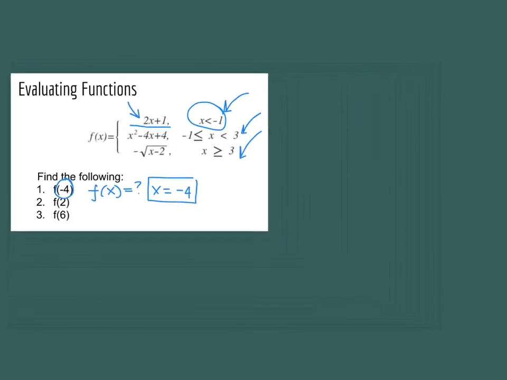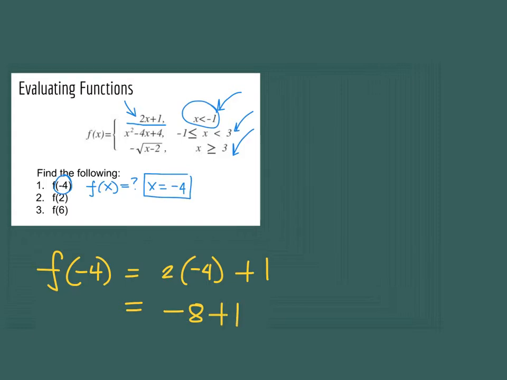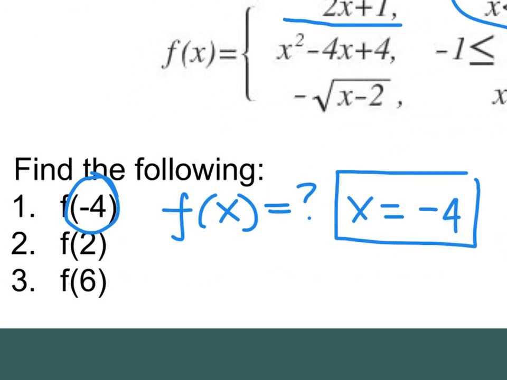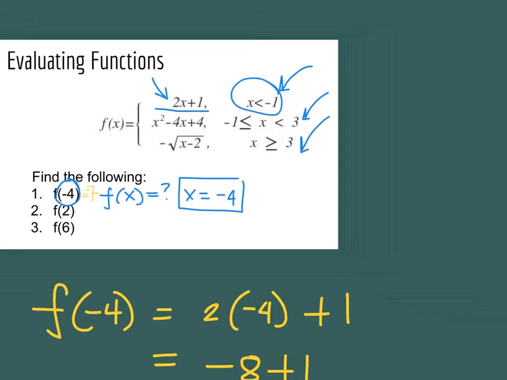What will happen here is f of negative 4 will be substituted into the 2x plus 1. So we place the negative 4 for the x and then we compute. 2 times negative 4 is negative 8, plus 1. Negative 8 plus 1 is negative 7. Therefore, f of negative 4 is equal to negative 7.